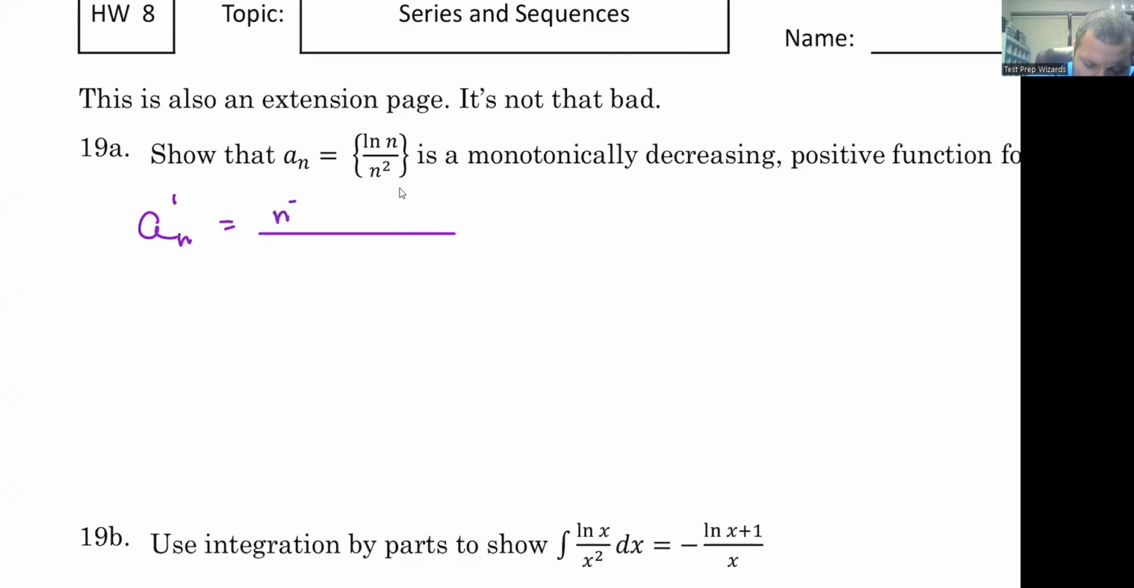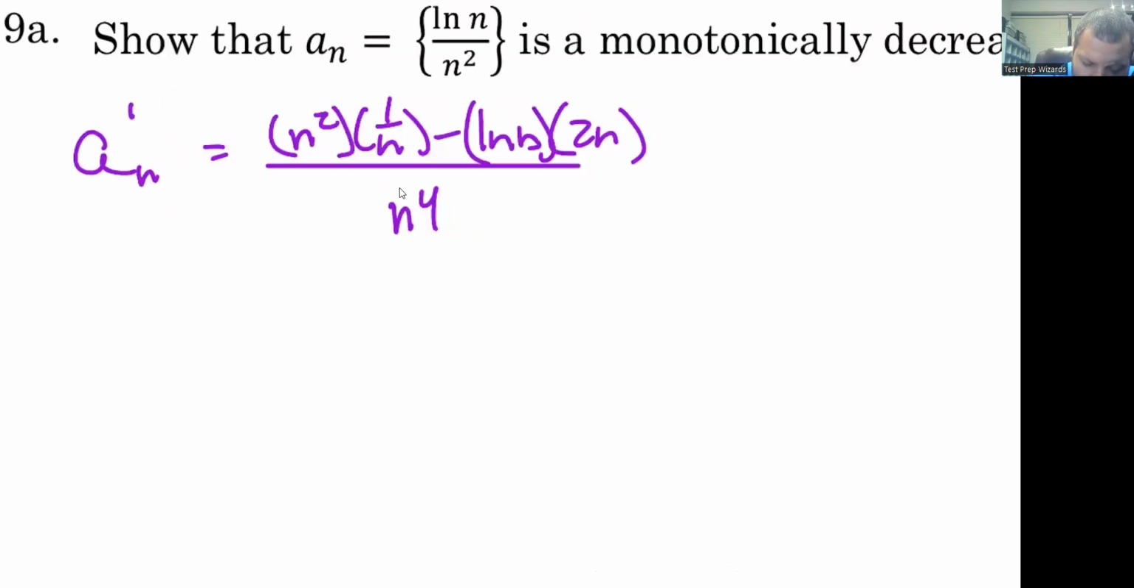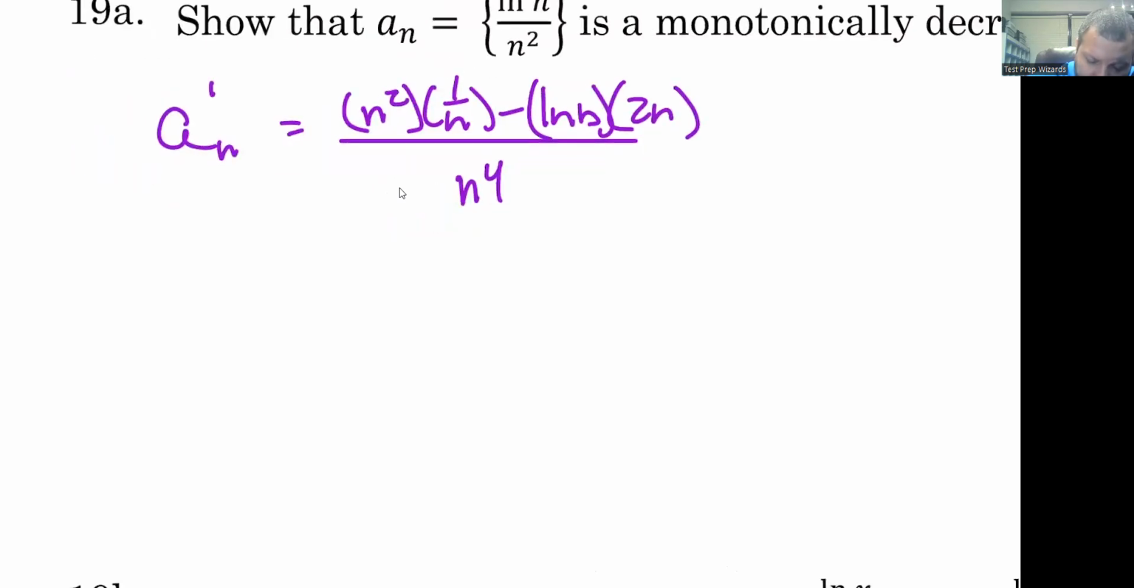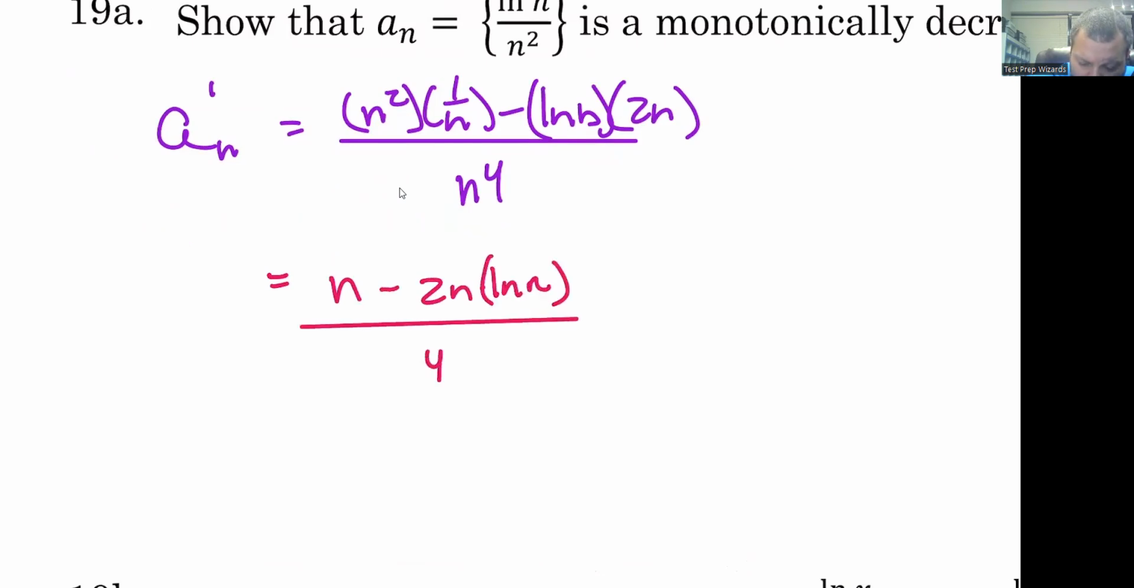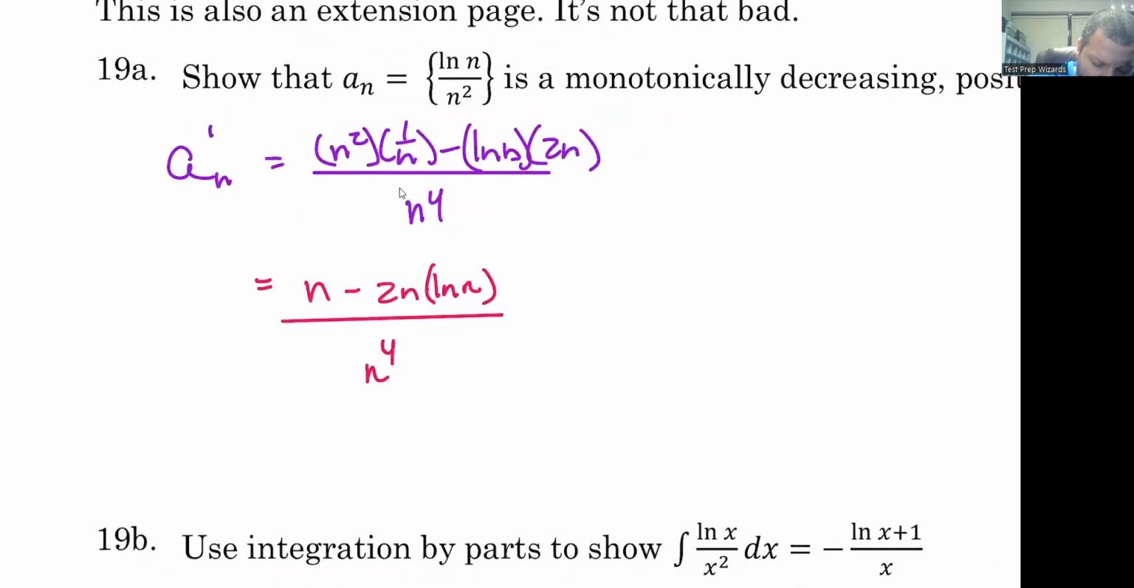So I'm going to get n squared times the derivative of natural log of n, which is 1 over n, minus the natural log of n times the derivative of n squared, which is 2n, all over n squared squared, aka n to the fourth. I can simplify this a little bit, right? n squared times 1 over n is n, minus 2n times the natural log of n, all over n to the fourth power. Right, so this is what our derivative is going to equal.